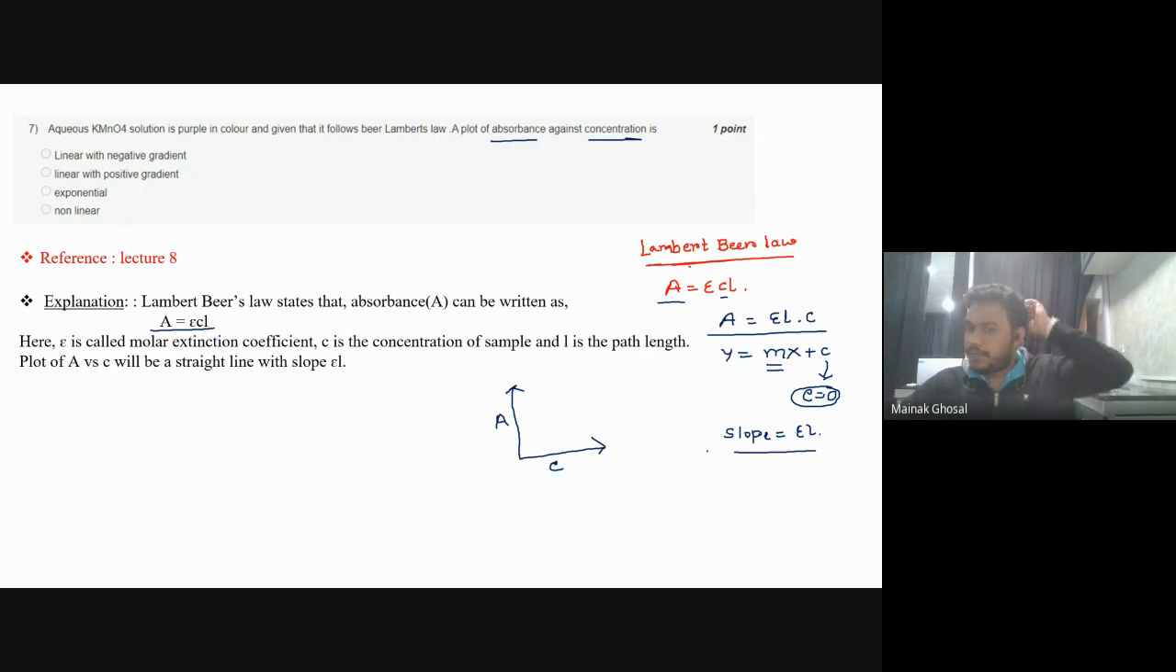Now I am going to plot absorbance versus concentration. I can follow this equation of a straight line, and since the constant is 0, there will be no intercept. So my straight line will pass through the origin. Why am I writing a positive slope? Because epsilon and L are both positive numbers. Your path length cannot be negative, and epsilon, the molar extinction coefficient, cannot be negative. So your slope is positive.